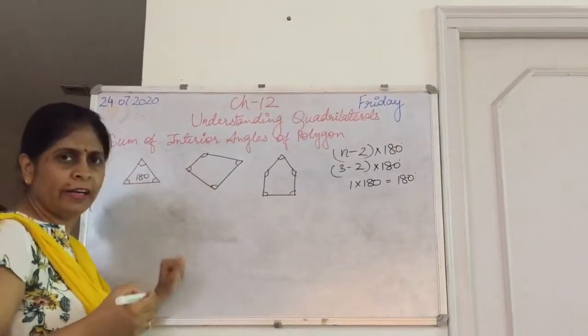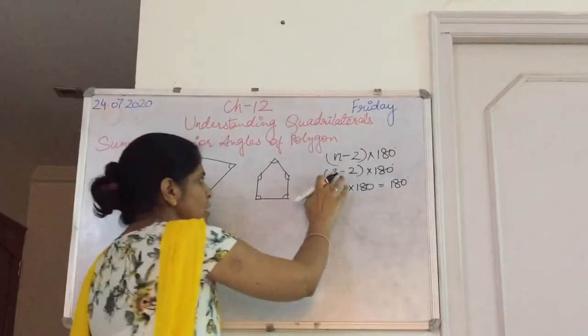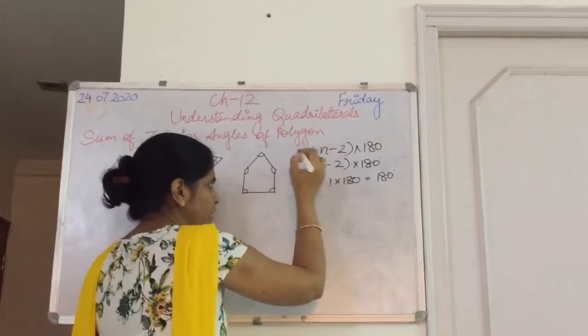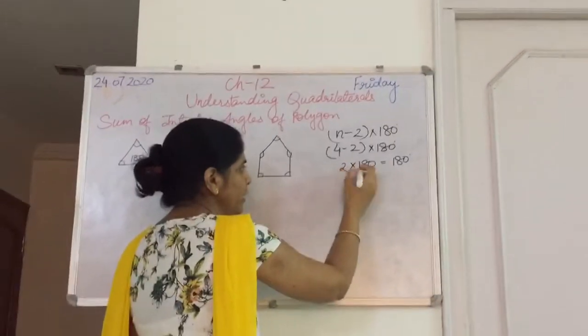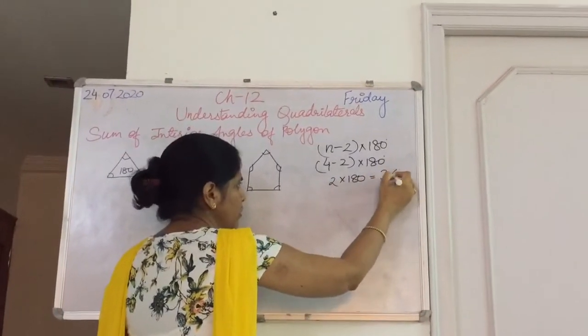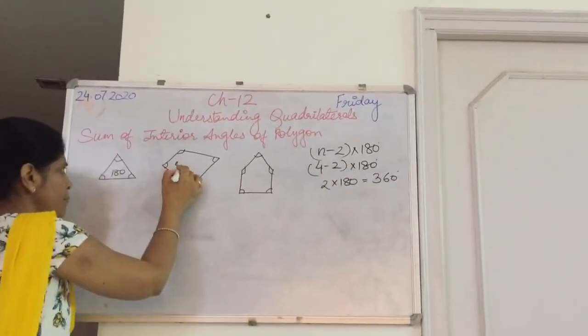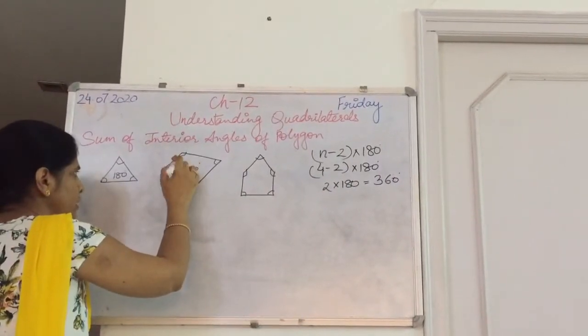Now what about quadrilateral? Quadrilateral has four sides, so the value of n will be 4. 4 minus 2 into 180, that is 2 into 180, and the answer will be 360 degrees. So the sum is 360 degrees.